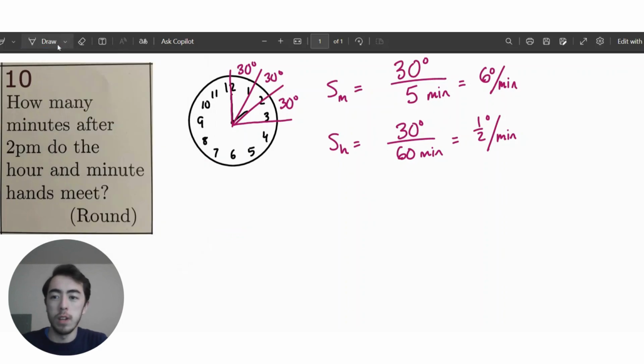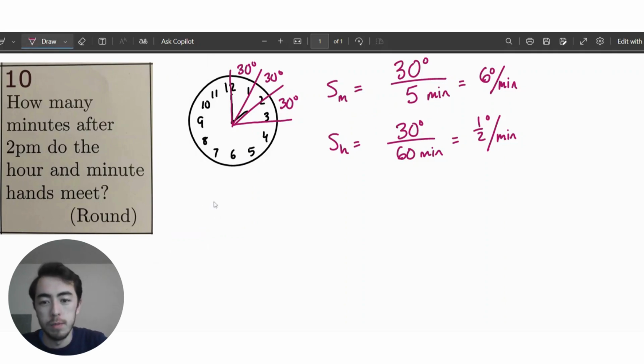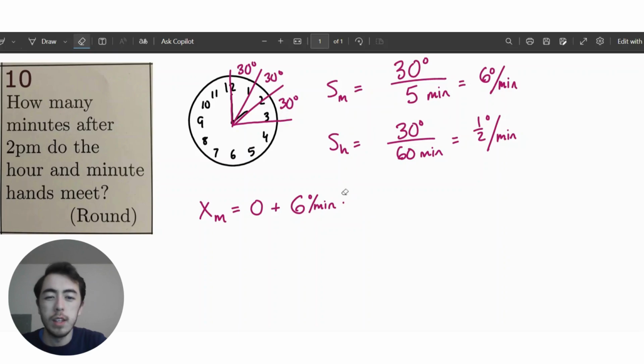So in addition to finding their rates, I should also know their positions. Let's just say maybe X for position. So currently the X position of this minute hand, I'm just going to define that up direction as 0. I think it'd be convenient to think of 0 here and then increasing as I go in the clockwise direction. So the position of my minute hand will be 0 degrees and then plus its rate, which was 6 degrees per minute, and then times time.